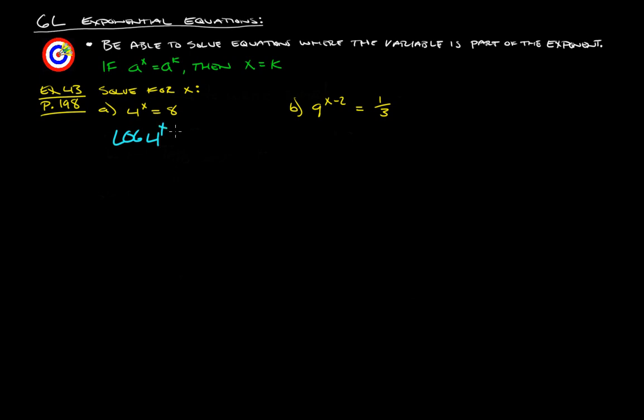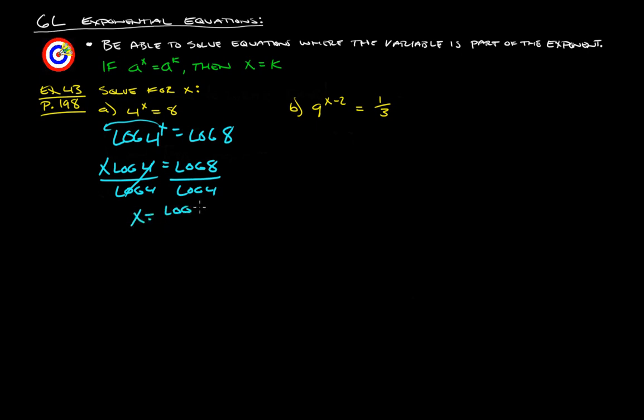Log of 4 to the x equals, not x but 8, right? Oh, not 8, but let me back up here because this is supposed to be log of 8. Sorry. So now that x comes out front, so we get x log 4 equals log 8, and we want to divide both sides by log 4. Okay, so x is going to equal whatever log 8 divided by log 4 is.